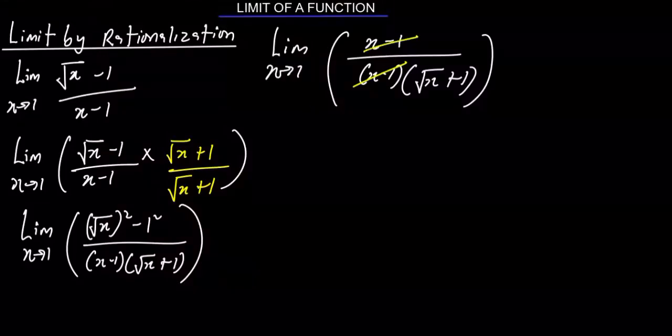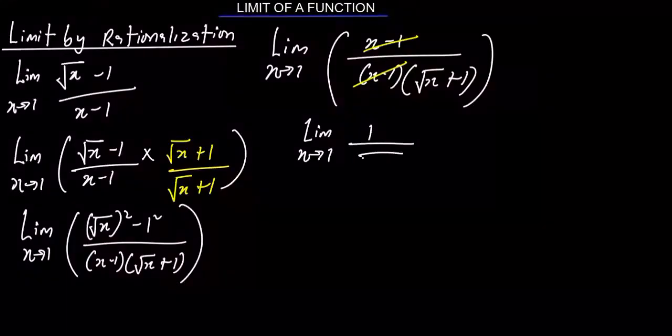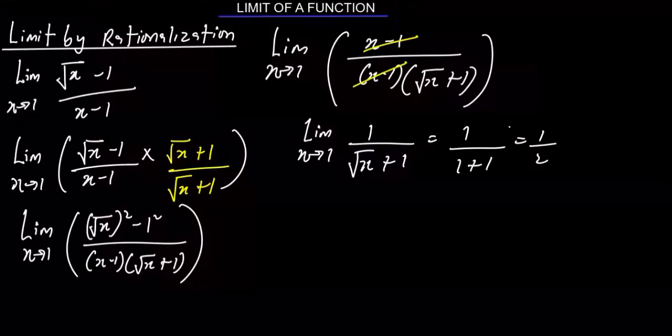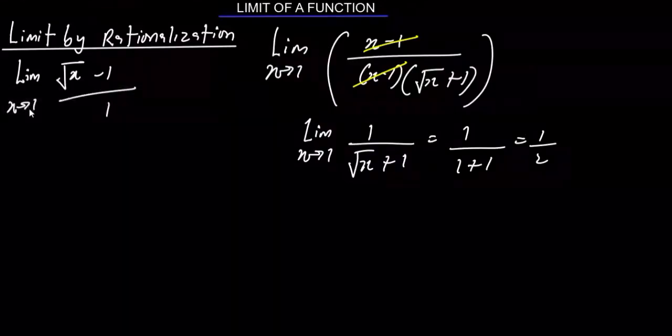So from here, I'll be having the limits as x tends to 1 of what? 1 all over square root of x plus 1. And that will give me what? 1 over 1 plus 1, and that's 1 over 2. That's by rationalization, and that's the rudiments. Okay, let's see.